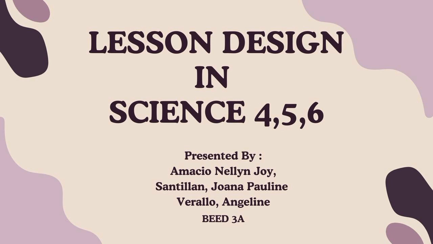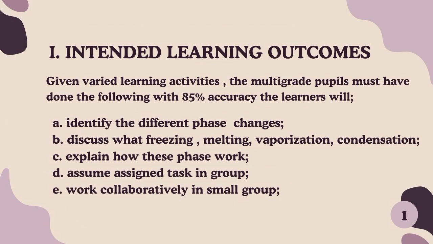Today, let's talk about the lesson design in Science 4, 5, and 6, from BEEd 3A. Our intended learning outcomes: given varied learning activities, the multigrade pupils must have done the following with 85% accuracy. A, identify the different phase changes. B, discuss freezing, melting, vaporization, and condensation. C, explain how this phase works. D, assume assigned tasks in group. And last, work collaboratively in small groups.